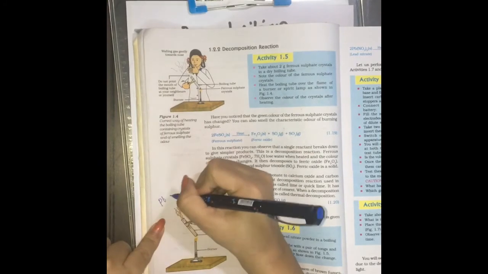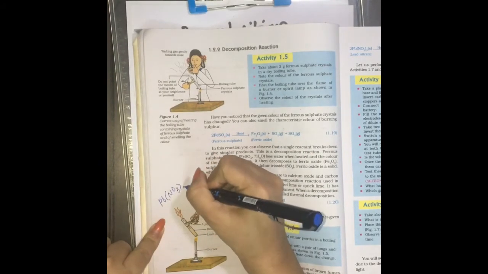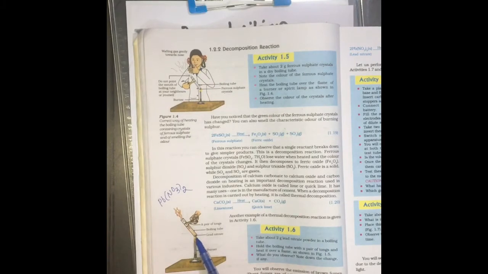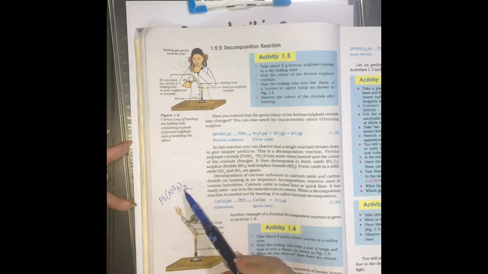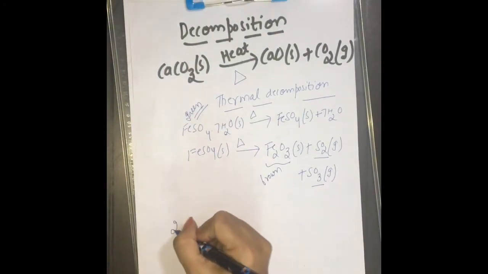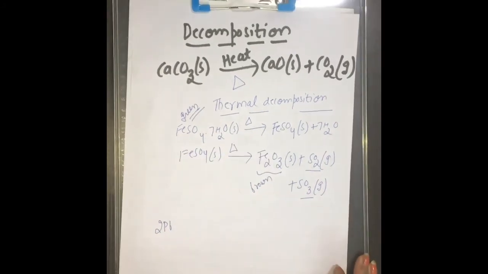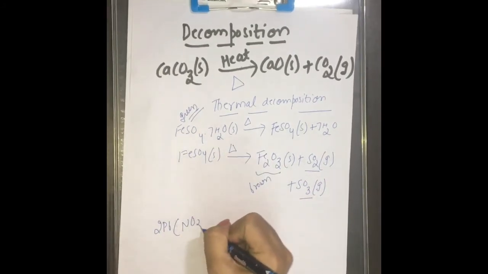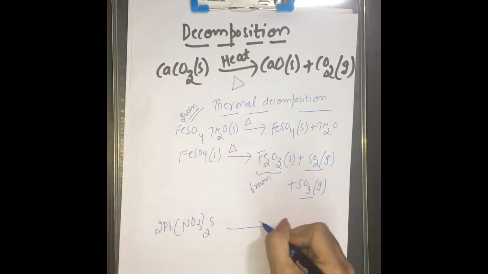The formula of lead nitrate is Pb(NO3)2. You have taken it in a particular test tube, and the test tube is held with the help of a pair of tongs. When you heat the test tube, you will observe that the color will change as well, and the lead nitrate will change into something else. You have taken lead nitrate, yes, this is in solid form.